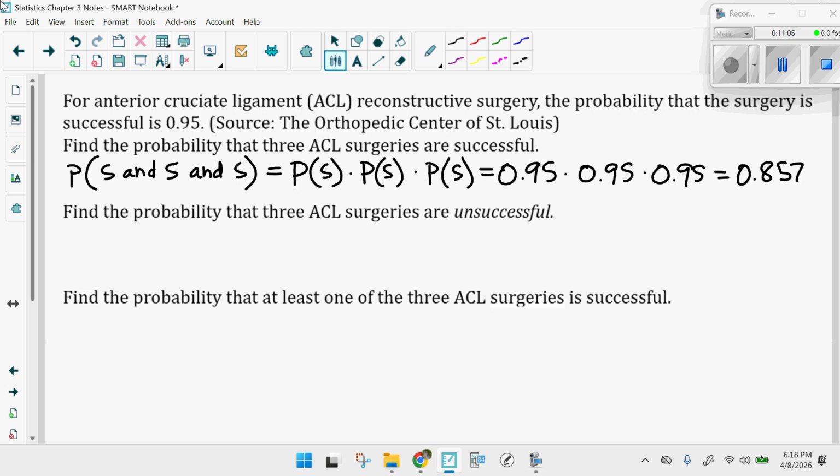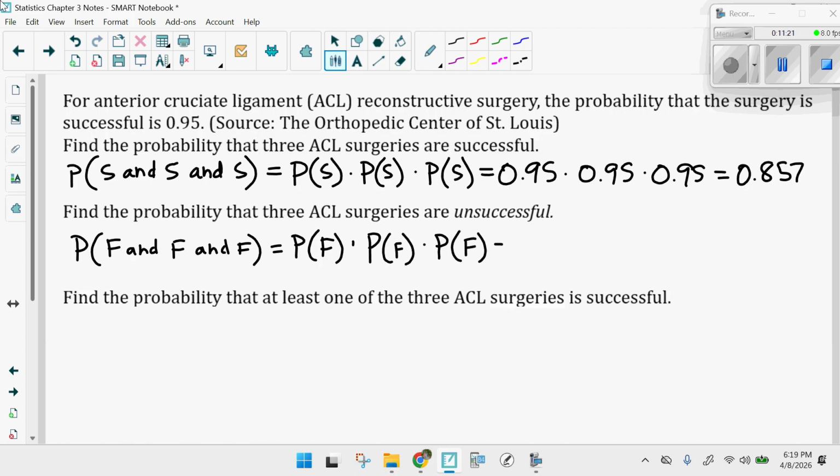Find the probability that 3 ACL surgeries are not successful. So the probability of failure, failure, failure is going to be the probability of F times the probability of F times the probability of F, which is 0.05 times 0.05 times 0.05, which is going to end up being about 0.001.